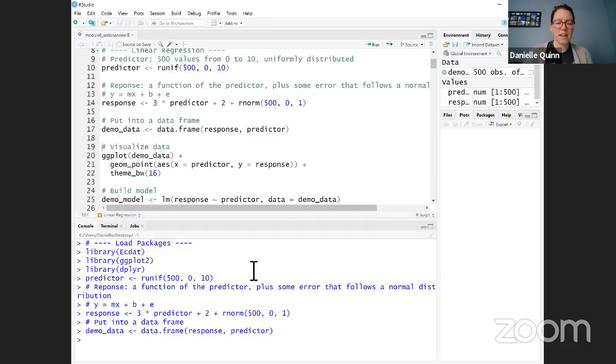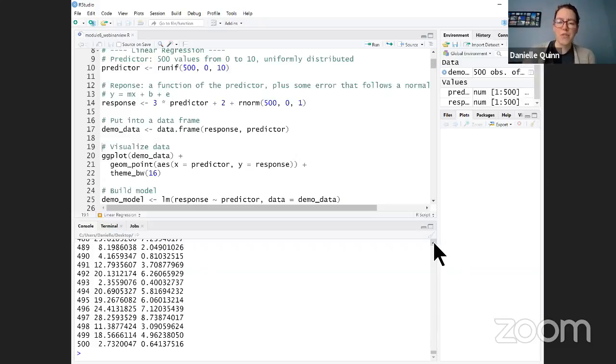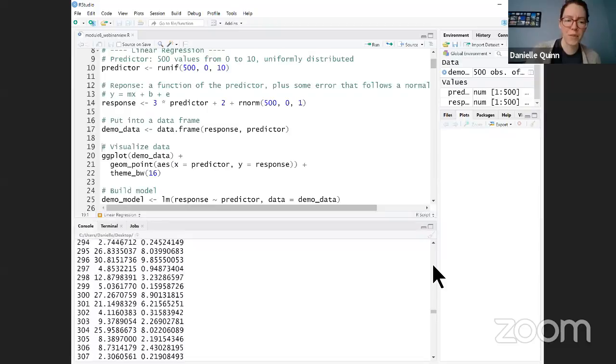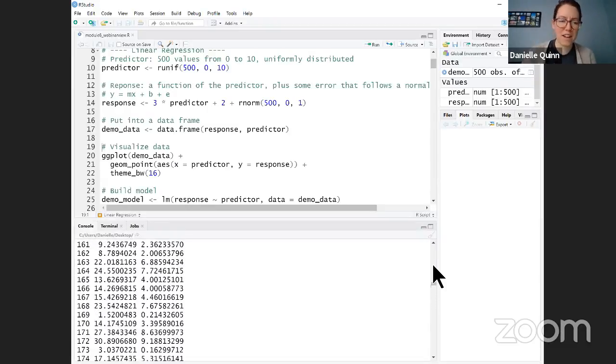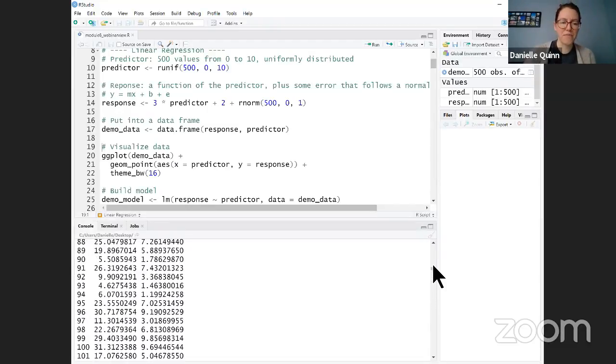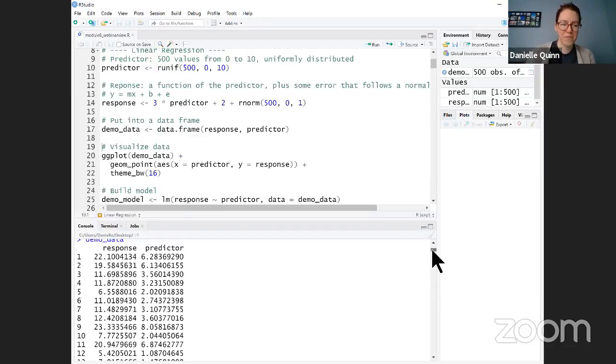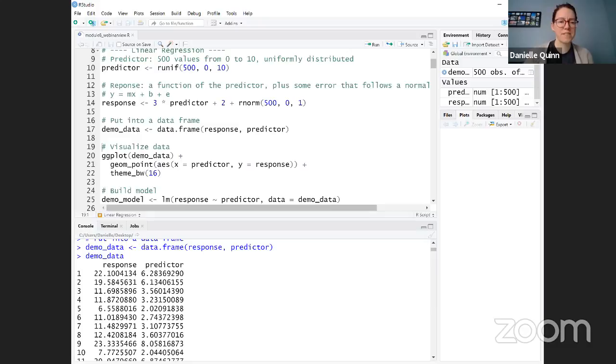And down here, I'm just going to take a look at what this looks like. We're going to pretend that this is the data that we've been handed, and we don't realize that it's been automatically generated. This is the data that we've been given to actually run a linear model on. Okay, so we have a response and a predictor.